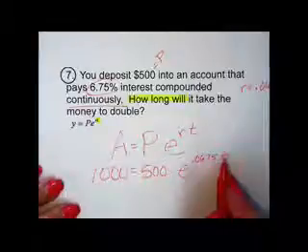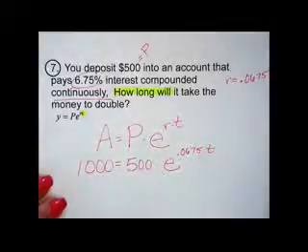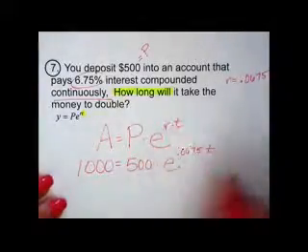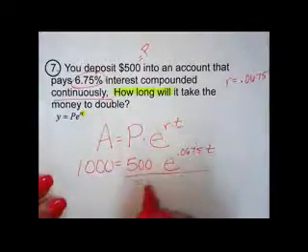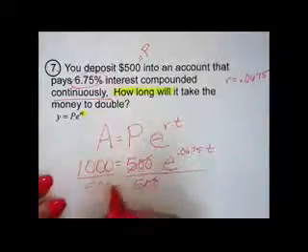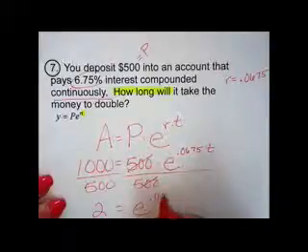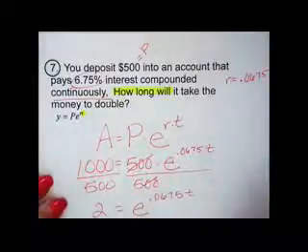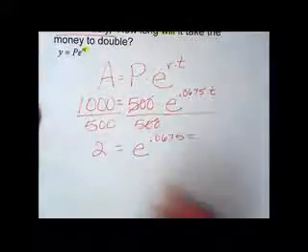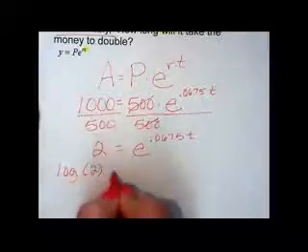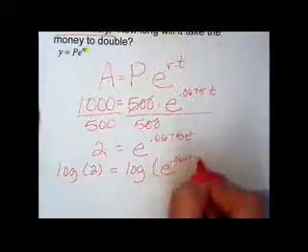Well, thank God we know how to solve this now. We just learned how to do this in part 1 of this lesson. We're solving for t. It belongs to e, so I need to get rid of 500. I divide both sides by 500. So we have 2 equals e to the 0.0675t. Well, how do you release the power? You use the log. So log of 2 equals log of e to the 0.0675t.